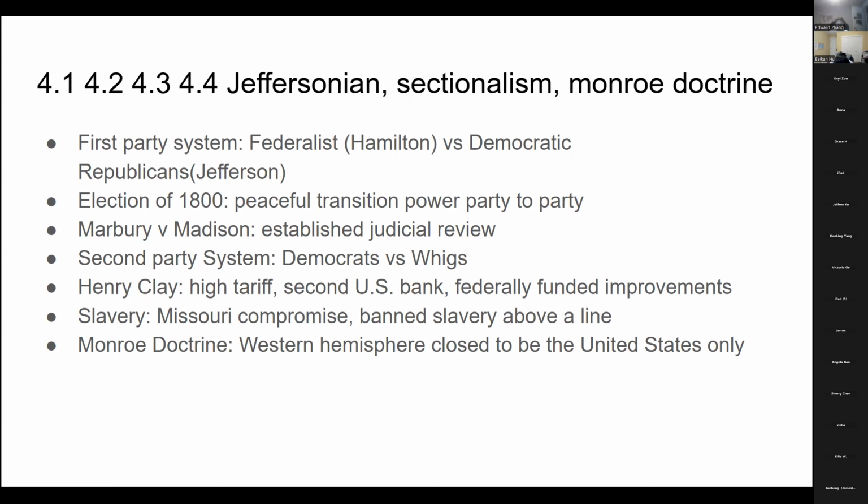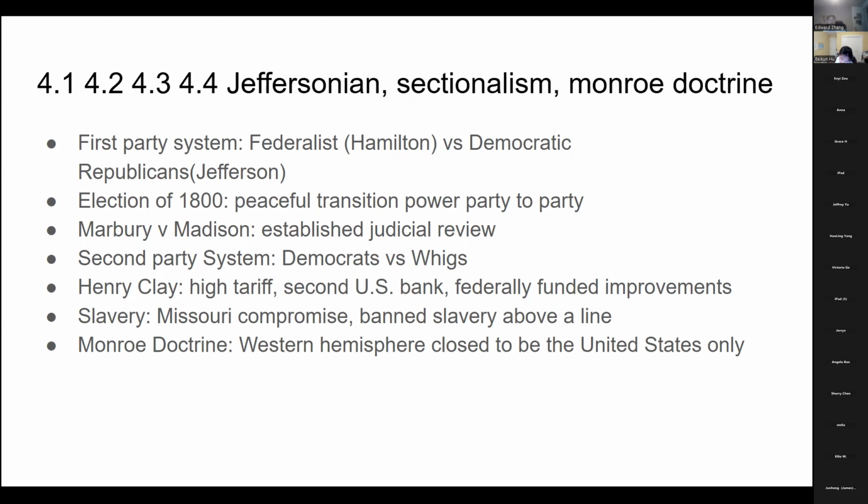And then Henry Clay, right? He is a very important person that you have to know. He's very versatile. He's done a lot and he's mentioned a lot in the curriculum. So he wanted high protective tariffs, right? Because he wanted to boost the American industry. He wanted the formation of the second US national bank. So more national control, and then also wanted more federally funded improvement, like infrastructure. He wanted more of that, like roads and stuff.